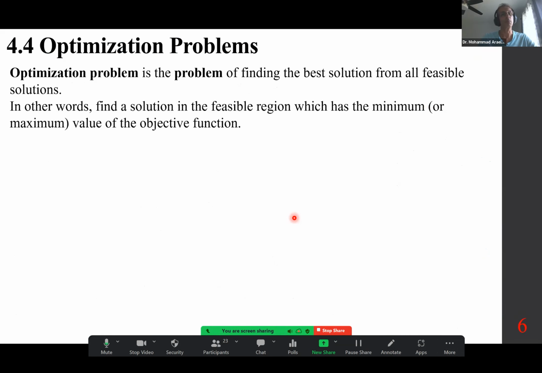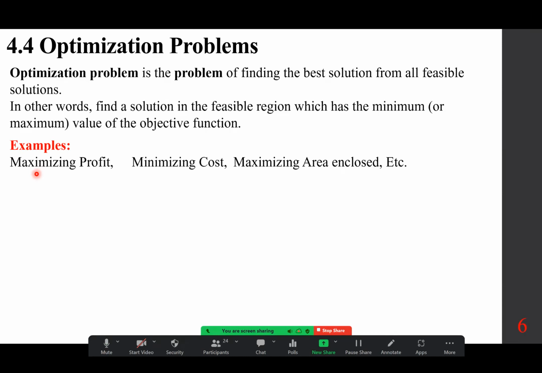So let's look at optimization problems. An optimization problem is the problem of finding the best solution from all feasible solutions. In other words, find a solution in the feasible region which has the minimum or maximum value of the objective function. Examples would be maximizing profit, minimizing cost, maximizing area enclosed, etc.